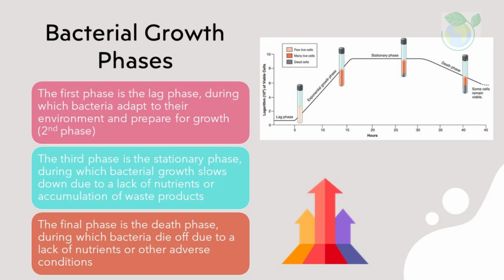The third phase is the stationary phase, during which bacterial growth slows down due to a lack of nutrients or accumulation of waste products. The final phase is the death phase, during which bacteria die off due to a lack of nutrients or other adverse conditions.